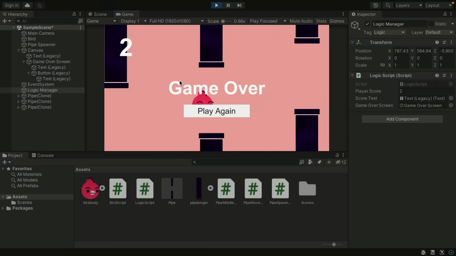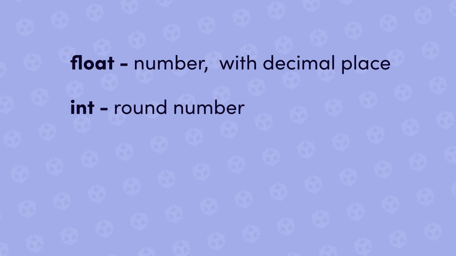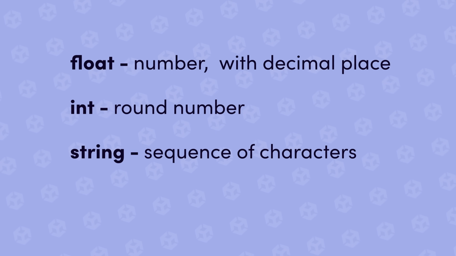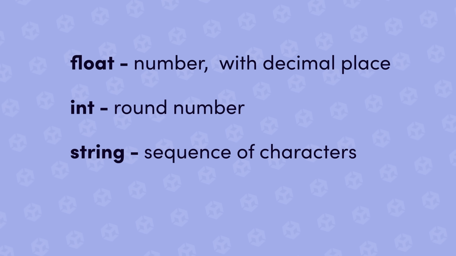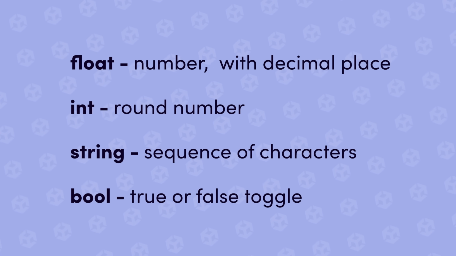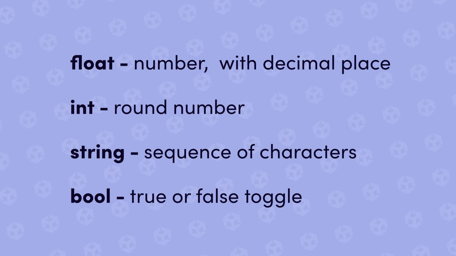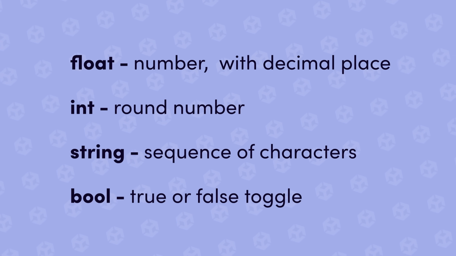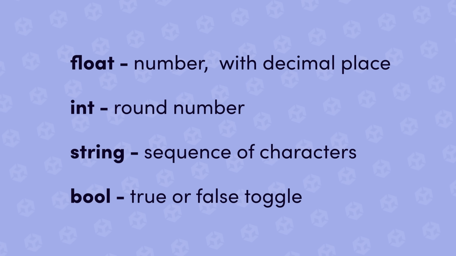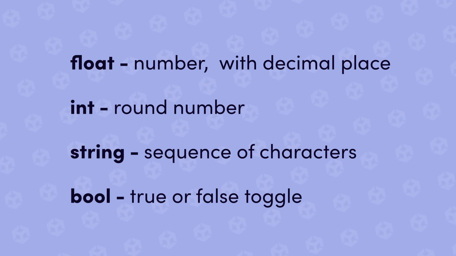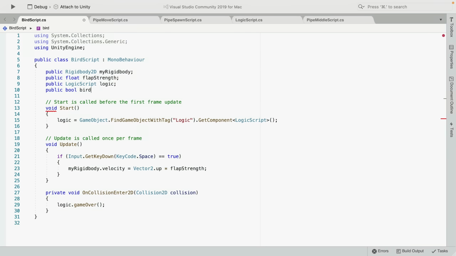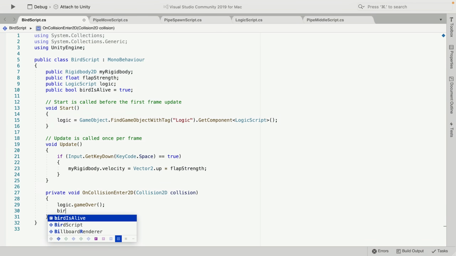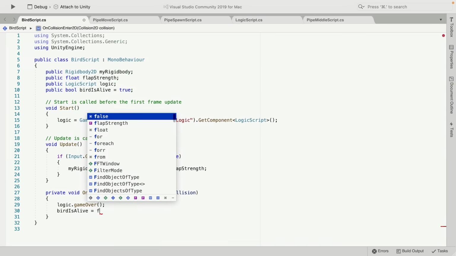Not ideal. So, I've talked about a few key variable types already. Floats and ints are numbers, and string is usually for text. The other important one is a bool, short for boolean. This is a really simple type that is either true or false, on or off, yes or no. It's a great way to simply check or change something's state. So let's have a bool called birdIsAlive, and make sure it starts as true. Then when the collision happens, we'll set birdIsAlive to false.